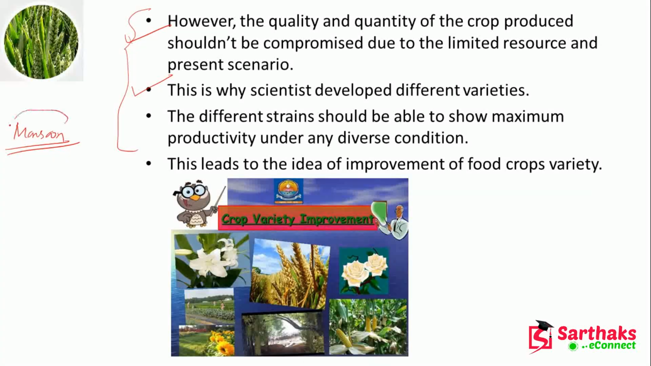So that's why we are going for the improvement. We are going for the improvement so that this type of conditions will not affect our production of the crops. So that's why the improvement of food crops variety is very, very important.